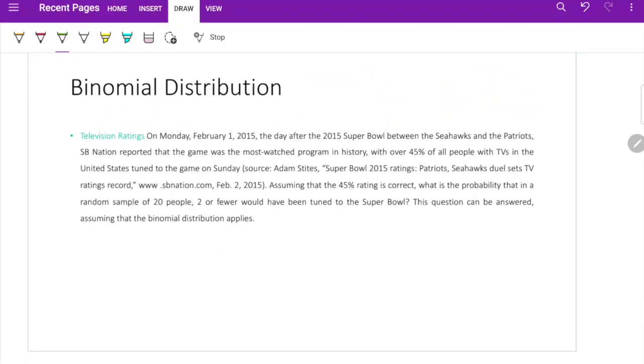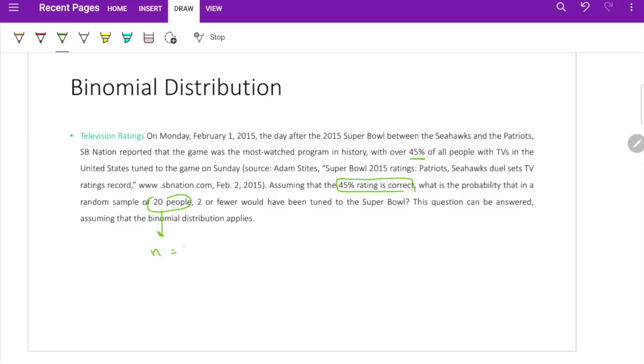So television ratings, in that game between Seahawks and Patriots, SB Nation reported that the game was the most watched program in history, with over 45% of all people with TV in the States tuned to the game on Sunday. Assume that the 45% rating is correct. What is the probability in a random sample of 20, this is my n, random sample, 2 or fewer would have been tuned to the game?